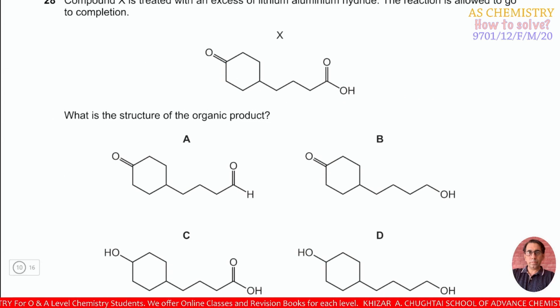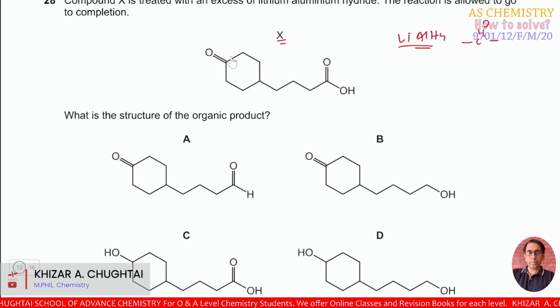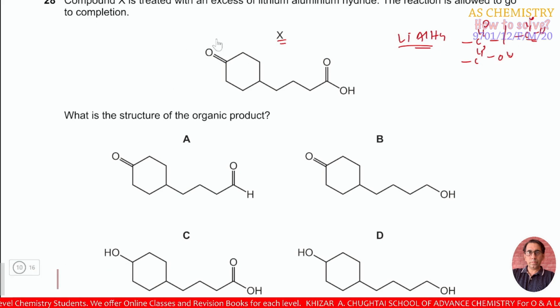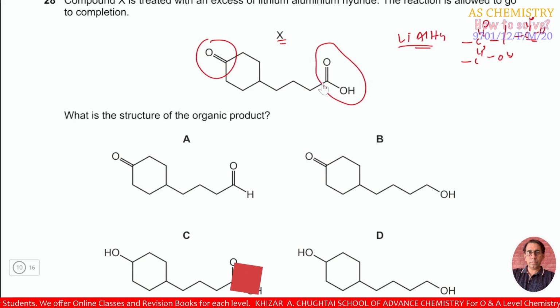Question number 28. Compound X is treated with an excess of lithium aluminium hydride. The reaction is allowed to go to completion. So lithium aluminium hydride, and here is the compound X. You know, lithium aluminium hydride is good for the reduction of ketone, aldehyde, carboxylic acid, and so on. Here are two functional groups. One is the ketone and this one is the carboxylic acid. So both groups will be reduced.